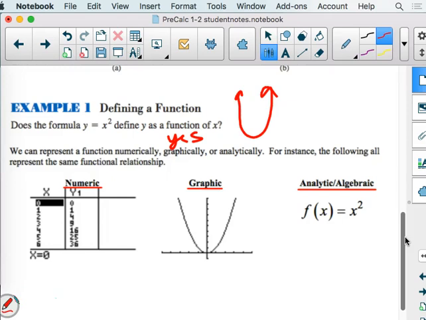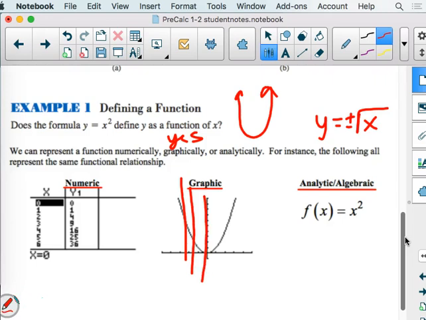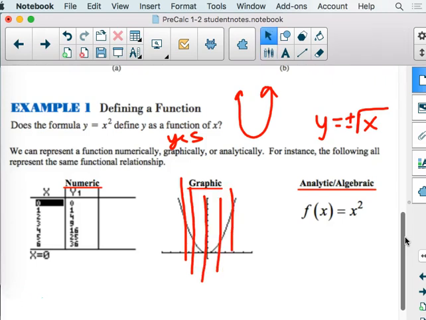And generally, that's going to come from something like this. Because if we put x into y equals plus or minus the square root of x, it's going to kick out two answers. So that's when we're going to know, hey, this isn't going to be a function. Like I said, graphically, easiest thing to do, vertical line test. You know, that's going to pass the vertical line test. If I draw a vertical line anywhere on this graph, it only touches the graph in exactly 1 point. So it's passing the vertical line test.